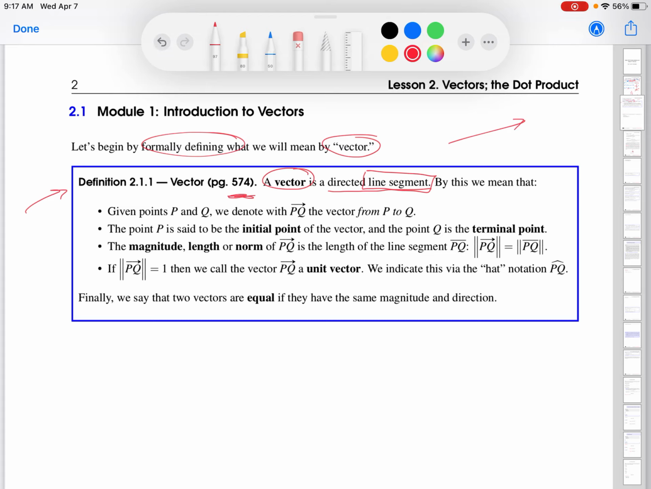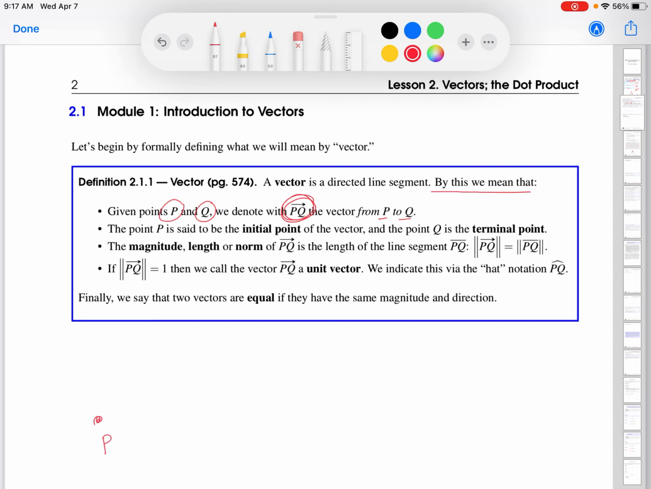So, you could also call a vector an arrow. But it's a little easier for the purposes you'll see in a minute to refer to it as a directed line segment. Great. So I give you some additional information in these bullet points. By this, we mean that given points P and Q, we denote with a little arrow on top, this is the notation for a vector, the vector from P to Q. So that's the directionality. Wherever the point P is, we start there. Wherever the point Q is, we end there. And that's the direction we're moving in.